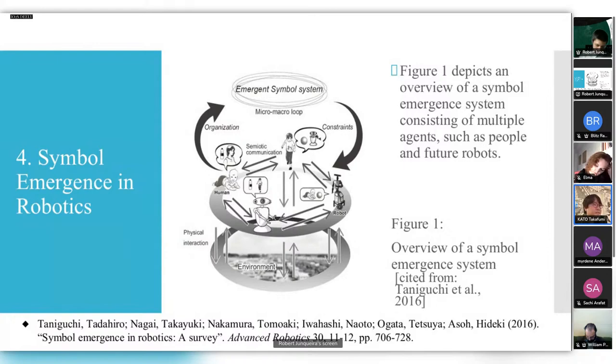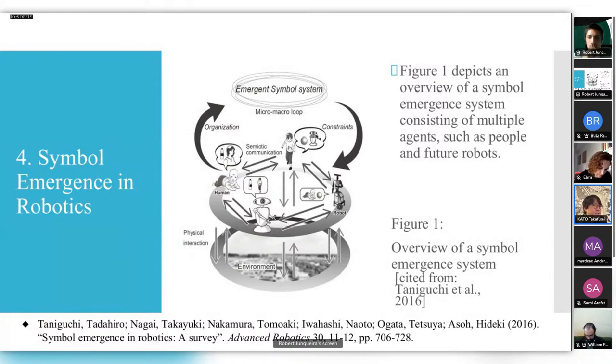If agents share an interpretation of a symbol, they become able to use the symbol in a cooperative manner. In this way, agents gradually share knowledge of symbols in a bottom-up manner in order to adapt to their environment and act effectively as a group. In this way, a symbol emergence system is organized.